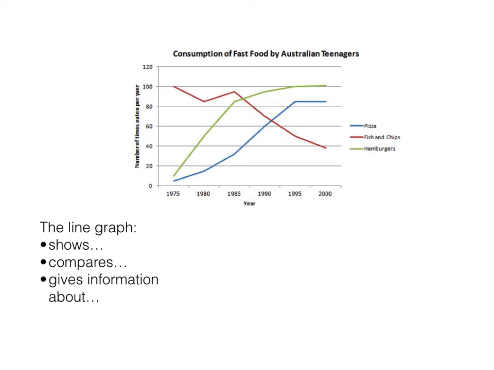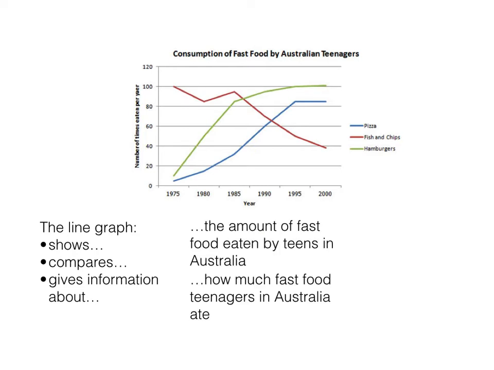To begin, the line graph shows or compares or gives information about. Just nice and simple. Next bit, the line graph shows, compares, gives information about the amount of fast food eaten by teens in Australia, or how much fast food teenagers in Australia ate. When? From 1975 to 2000, or between 1975 and 2000. Notice the prepositions here, from and to, between and.